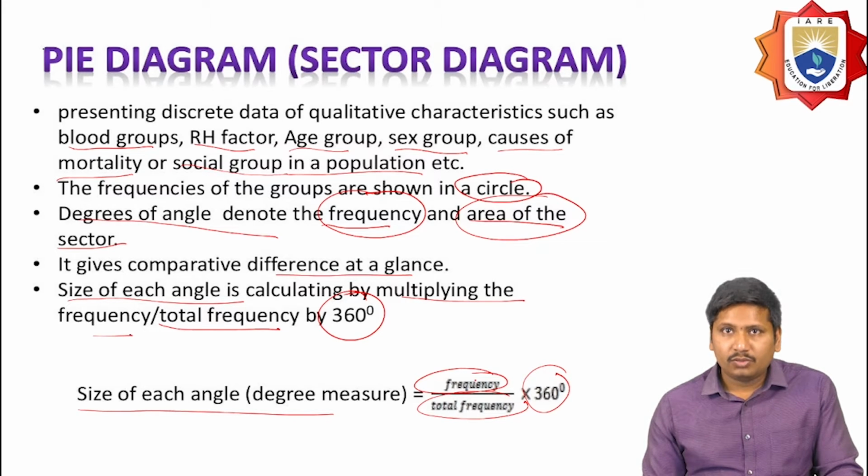The pie diagram represents discrete data of qualitative characteristics such as blood groups, RH factor, age group, sex group, causes of mortality, and social group in a population. The frequencies of these groups are represented in the form of a circle, and the degree of the angle denotes the frequency and area of the sector. It also gives the comparative difference at a glance, and the size of each angle is calculated by the following equation: frequency divided by total frequency, multiplied by 360 degrees.